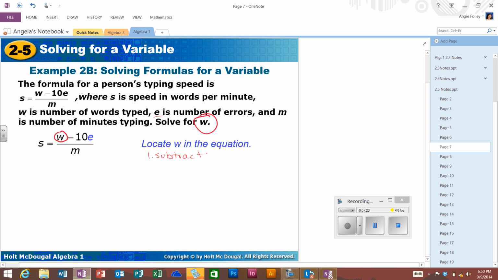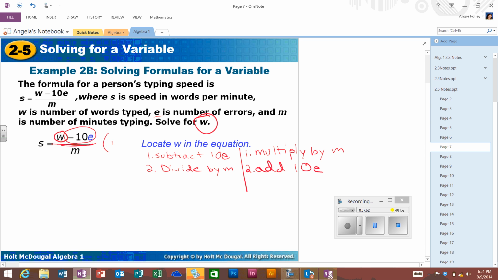This is a little tricky. We're subtracting the whole quantity of 10E. The second thing that's being done is it's being divided by M. So now we work backwards using the inverse operation. We would start with the dividing by M, so that means we would multiply by M, and then add 10E. So let's try this.